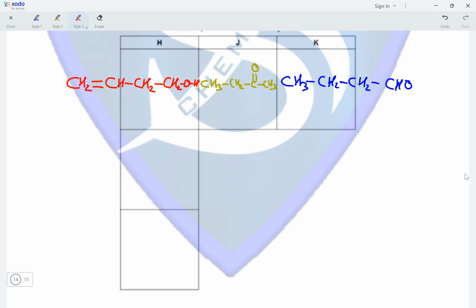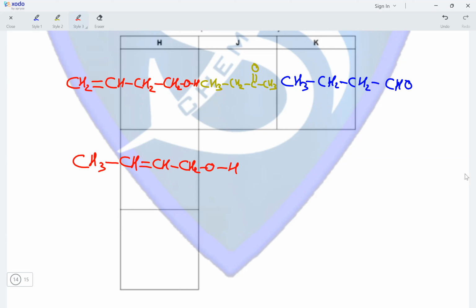So we can have an isomer with the double bond changing position from the first carbon atom to between the second and the third carbon atom. So it would be CH3, CH double bonded to CH, single bonded to CH2OH, which would also have a molecular formula of C4H8O, which is correct.